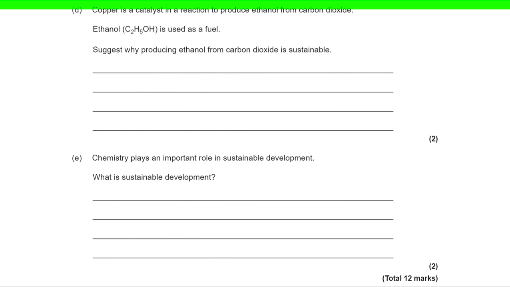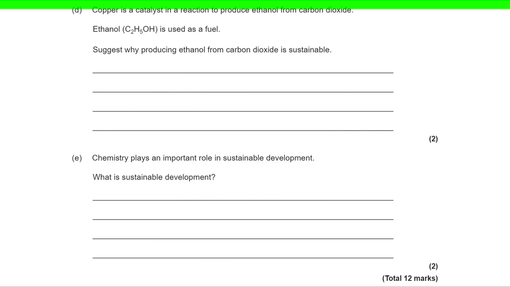Moving on to Part D, copper is a catalyst in a reaction to produce ethanol from carbon dioxide. Ethanol is used as a fuel. Suggest why producing ethanol from carbon dioxide is sustainable. So always read that question carefully. The key thing we're looking at here is about being carbon neutral.